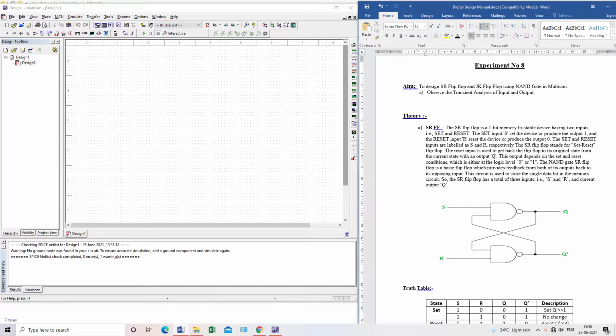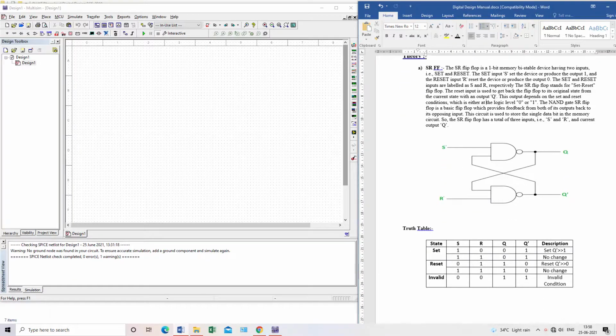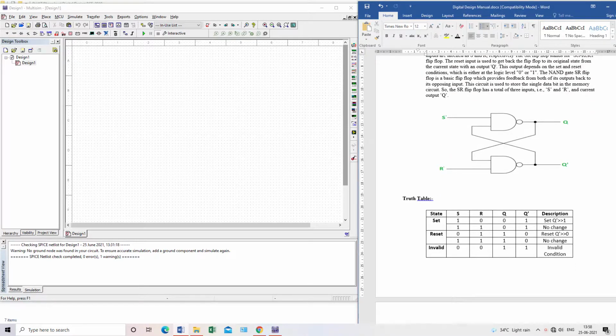So I will come to the SR flip-flop. So this is our SR flip-flop. You can see this is our SR flip-flop. The diagram is on the right side. We will use NAND gates.